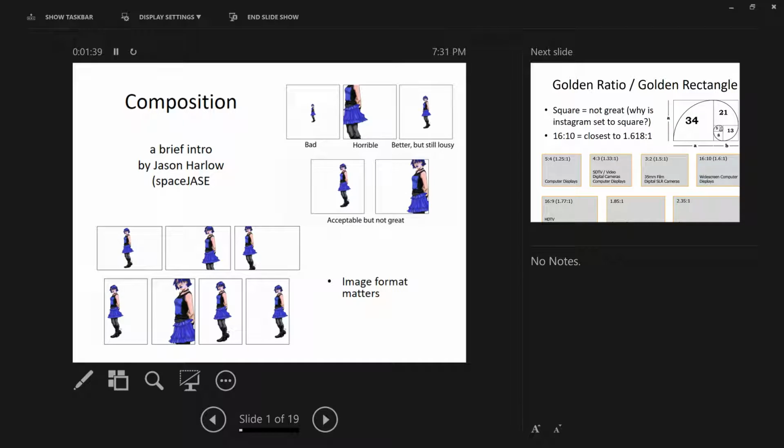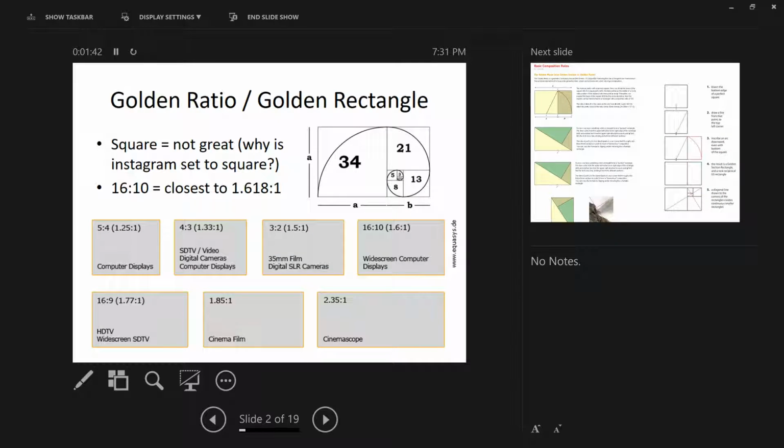First off, image format matters. And it matters because of this weird thing called the golden ratio, the golden rectangle. It's this weird spiral thing, but it sort of makes a rectangular shape that has some rhythm and flow to it that is very pleasing to the eye. A square is not great. I don't know why Instagram makes everything a square, but now people are really used to squares and making squares visually appealing. But it's not the best format for presenting your work.